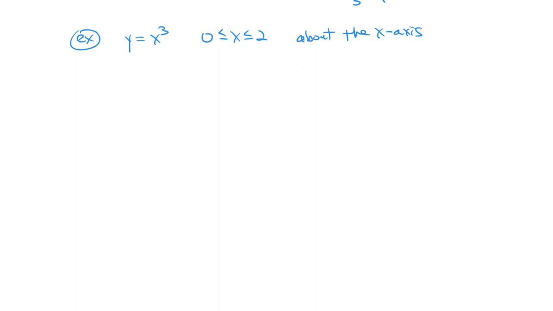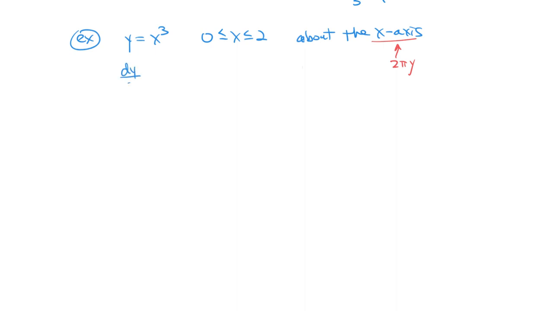So just looking at the problem, I'm going to notice a couple things. I'm going to do this two ways. I'm going to do it the more natural way, then I'm going to show you that it works the other way too. So about the x-axis means we have a 2 pi y problem, right? The radius would be y. And since it's y in terms of x, I'm just going to find dy dx.